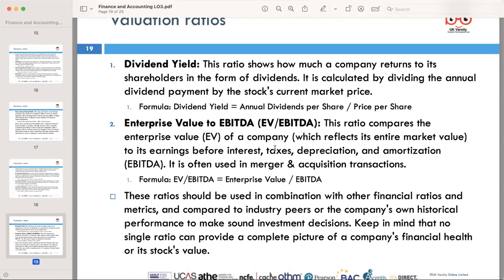These ratios provide valuable insight for investment decisions. The dividend yield ratio helps assess the return on investment through dividends, while the other ratios assist in evaluating company valuations. Also remember that it is important to consider these ratios alongside other financial ratios, metrics, and industry benchmarks to gain a complete understanding of a company's financial health and the value of its stock.